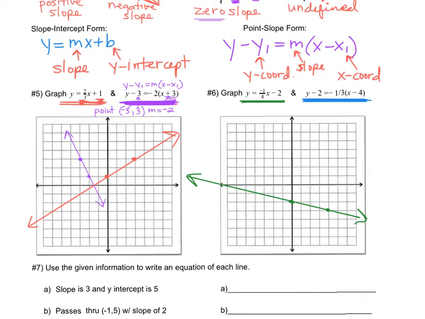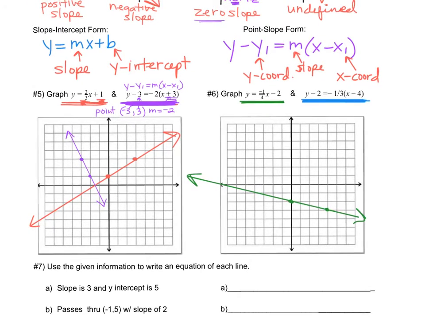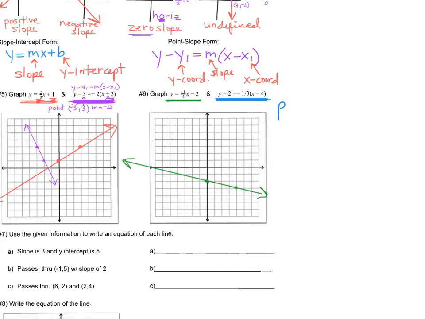Last one of these graphs. I'm going to do this one in blue. So y minus 2 equals a negative 1/3 times x minus 4. So we have to figure out what is our point and what is our slope. What's our slope for this line? Negative 1/3 is your slope, okay?